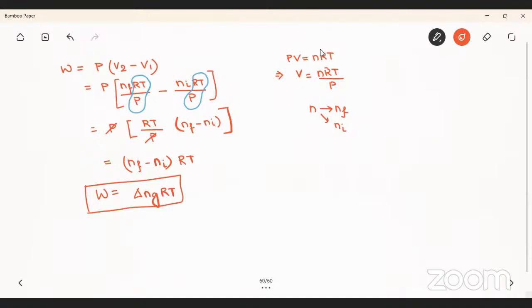Yes, sir. Okay, fine. So for our equation, what was our equation? AG plus BG equal to 4CG.